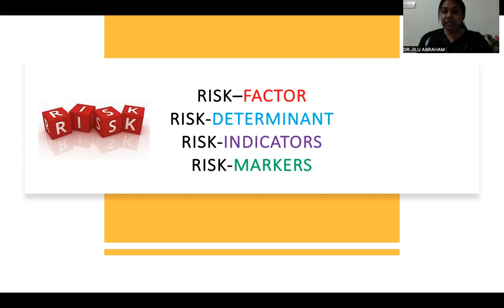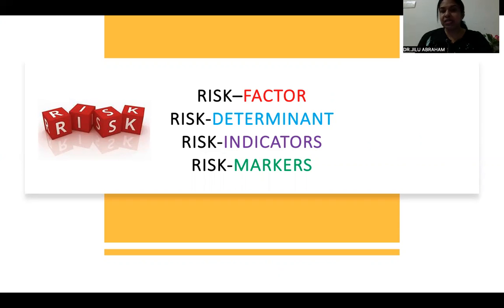Next is the risk determinant. What is a risk determinant? As the name suggests, it is a factor that cannot be modified. It is a determinant factor. We can say some person is very determined, right? So it is a determined factor. Examples are genetic factors, gender, etc. That is a determinant factor.